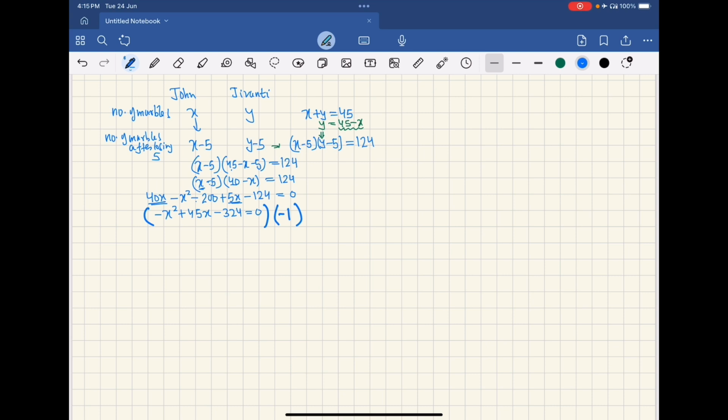Okay, so when I do that, minus x square multiplied with minus 1 becomes x square, plus 45 becomes minus 45x, minus 324 becomes plus 324. 0 multiplied by minus 1 will remain 0. Now, what is the product here? Product is 1 into 324, which is 324 only. What is the sum here?